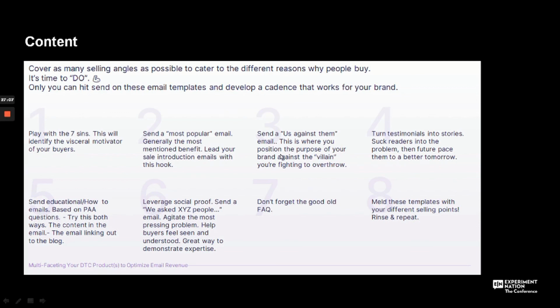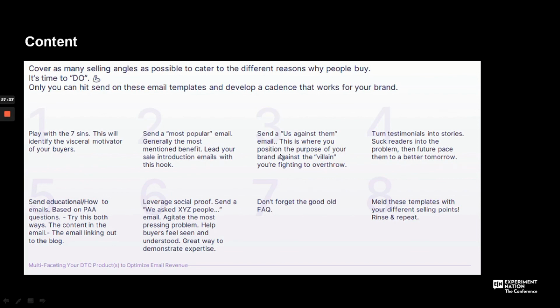Then leverage social proof. You've already sent out your survey and you can turn that into really great social proof. It can be all about, hey, we surveyed 100,000 buyers and this is what they had to say about our brand, our product. Agitate the problem and then break down what these people are actually saying about your product. It's a great form of social proof that extends beyond just testimonials.